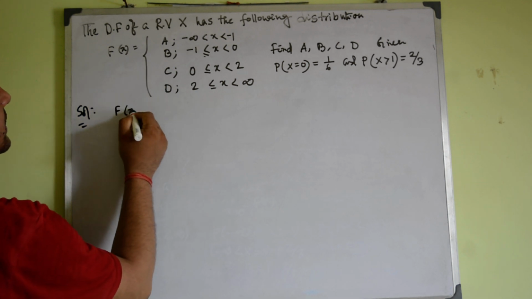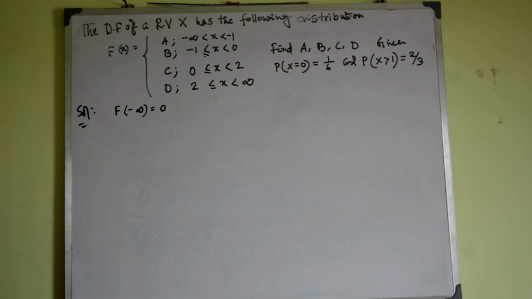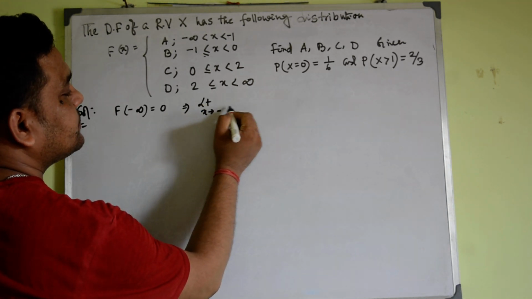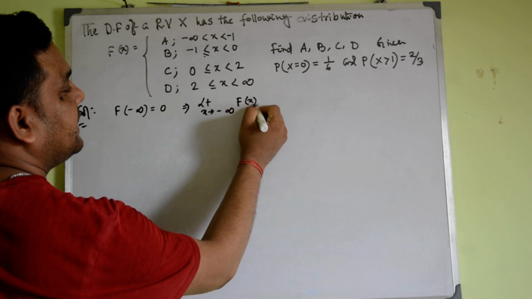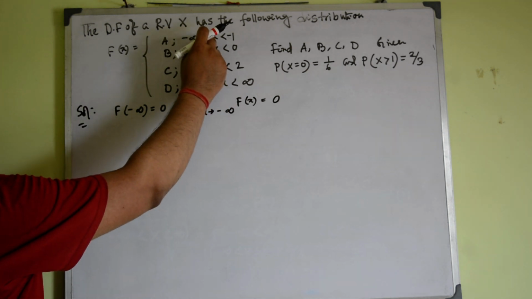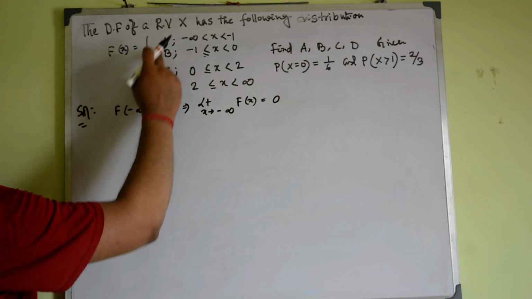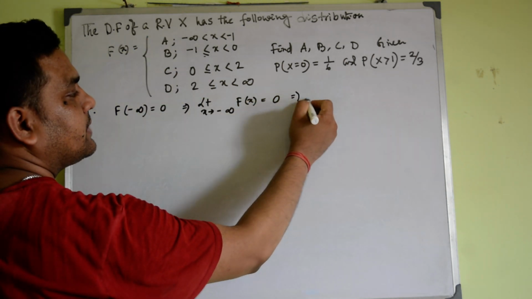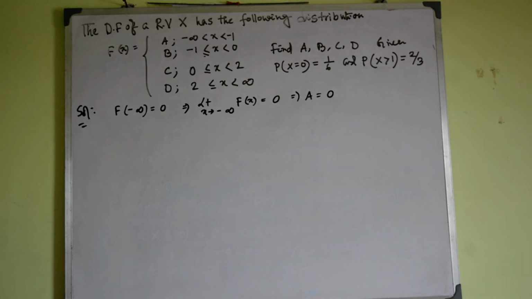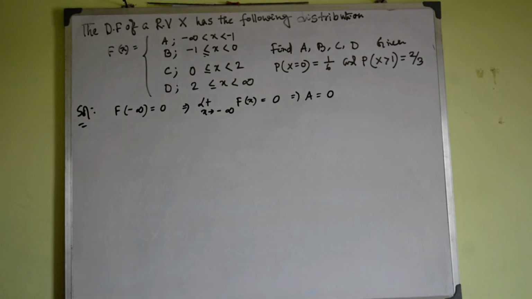First of all, here you see the x limit is minus infinity to minus 1. So we know from the distribution function property, F of minus infinity is equal to 0. Therefore you can write limit x tends to minus infinity F(x) equals 0. X tends to minus infinity means the x value gradually decreases and tends to minus infinity, so the distribution value is a. So a is equal to 0.